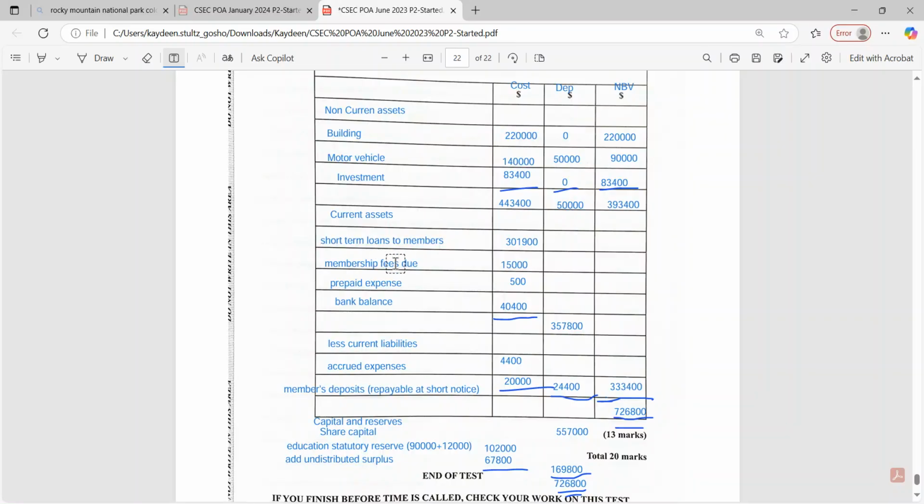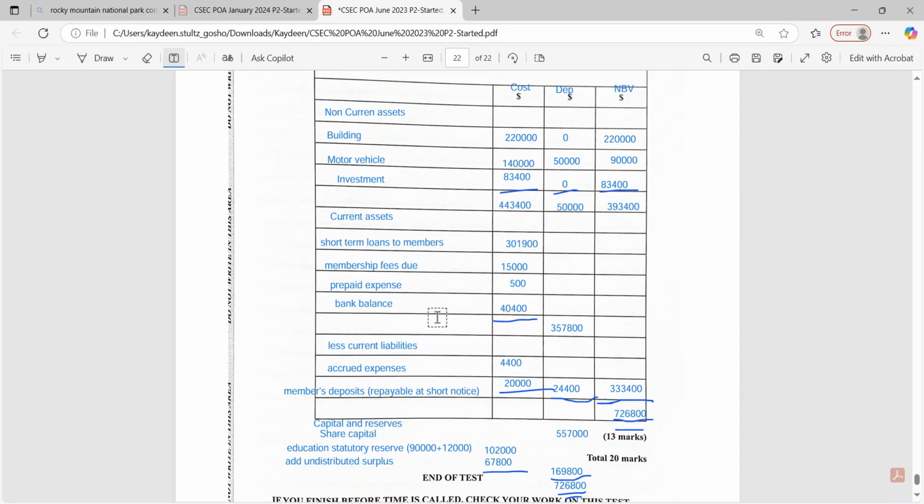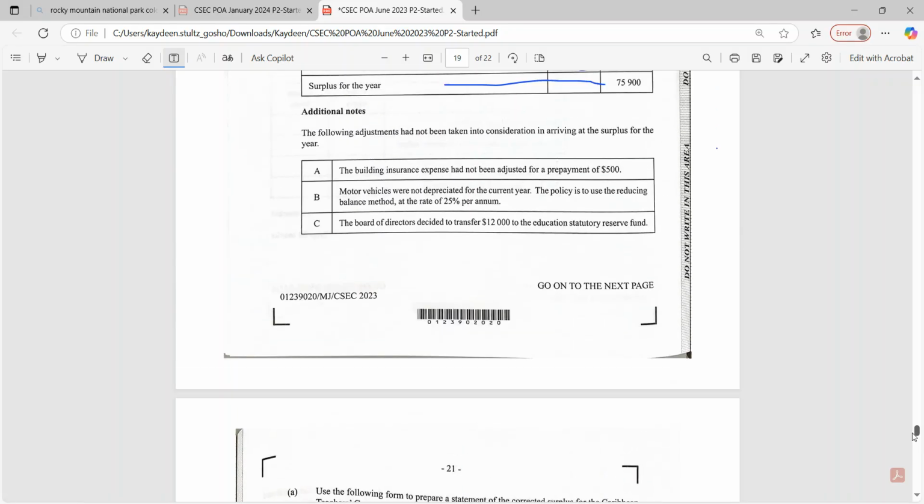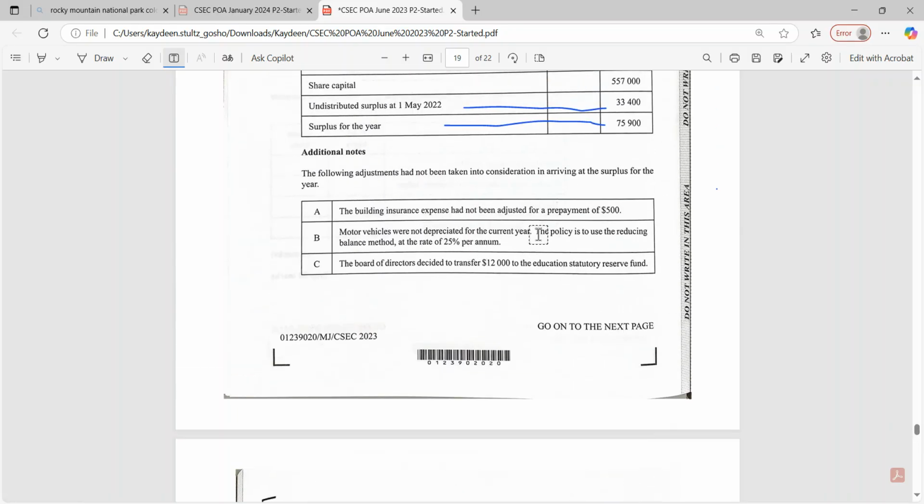All right, so we have short-term loans to members, 301,900, membership fees due 15,000, and prepaid expenses of $500 plus our bank balance of 40,500. Where did we get the prepaid expense? In the notes, right? In the notes, it says that $500 of the insurance expense was prepaid. Right here. We worked with that a while ago.